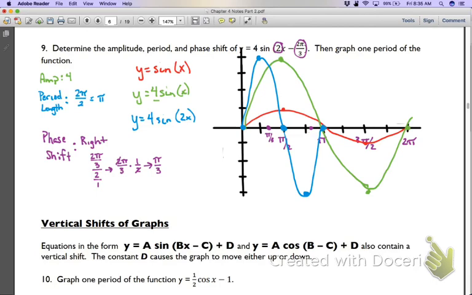Okay, so as far as where we start and how everything shifts, instead of my beginning being at 0, it's at pi over 3. Instead of it being at pi, it's going to be at about where 4 pi over 3 is. So 4 pi over 3, maybe somewhere in there. It's still going to go up to positive 4. It's still going to go down to negative 4.